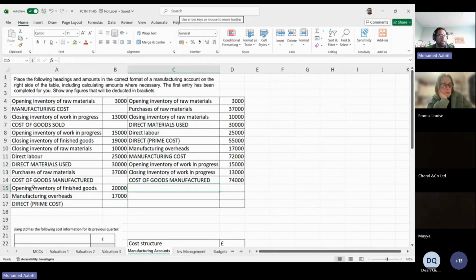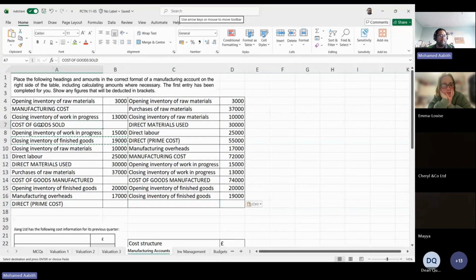So here, the opening inventory of finished goods, see, that's here. And then the closing inventory of finished goods, see, that goes here. And then finally, we have the cost of goods sold. So let's find out how much the COGS will be. So that is going to be this plus that minus the closing inventory. And that gives you 75,000 pounds.